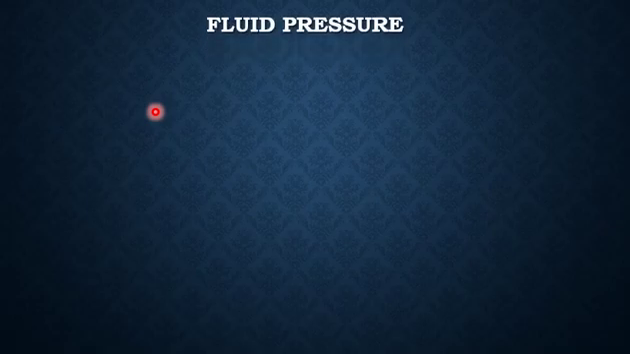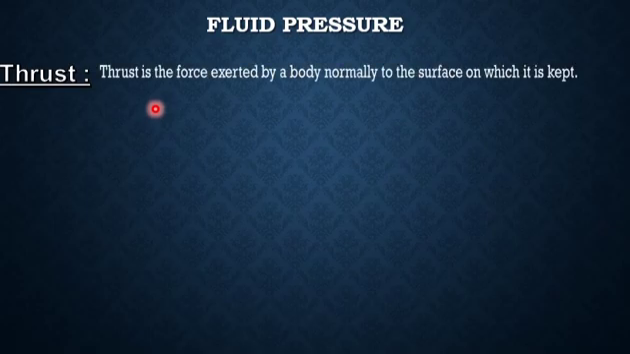Okay, so the first term that comes here is thrust. Now we will learn the definition of thrust. Thrust is the force exerted by a body normally to the surface on which it is kept. Normally means perpendicularly, at an angle of 90 degrees.